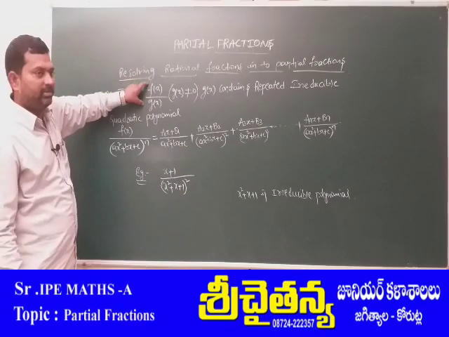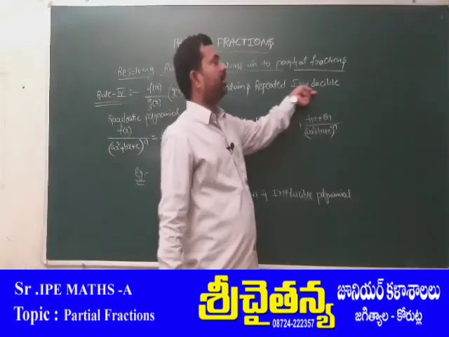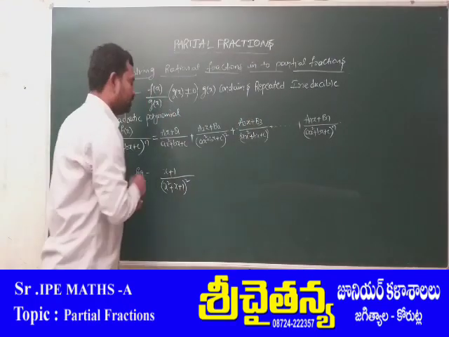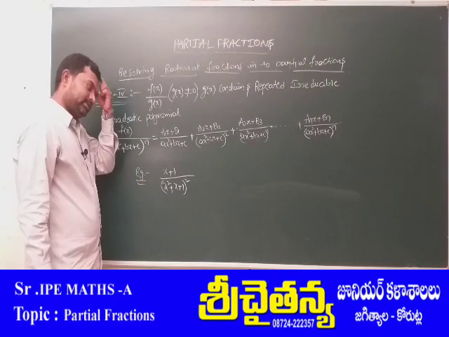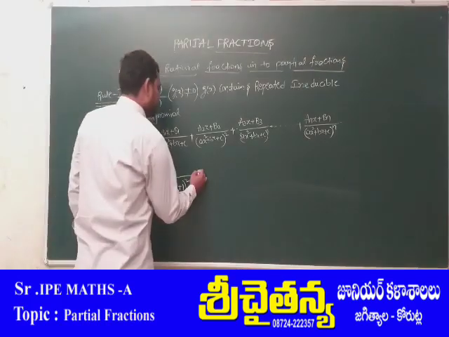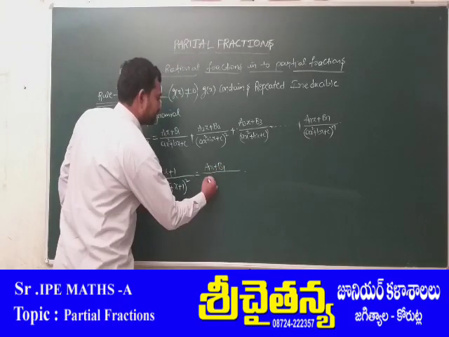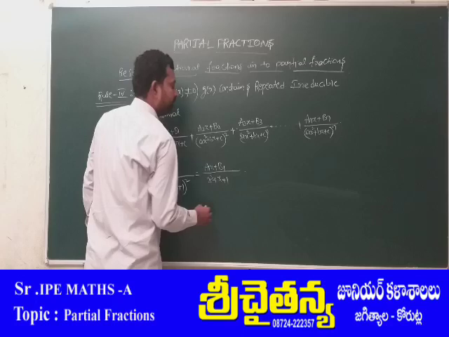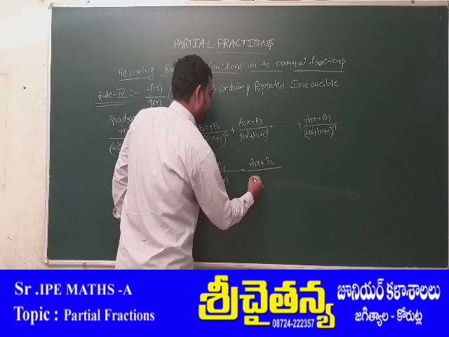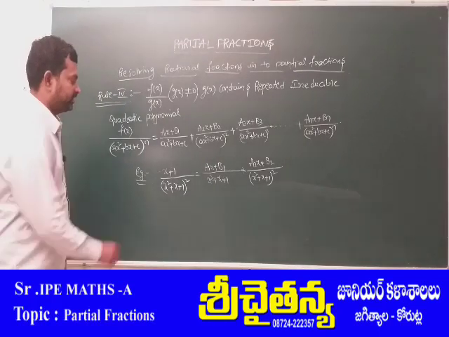First of all, f of x by g of x is a rational proper fraction. In that, the denominator contains a repeated irreducible quadratic polynomial. So this is an example here. How to write this? This is x plus 1 by x square plus x plus 1 whole square. The denominator contains a repeated quadratic polynomial. We should write a1x plus b1 by x square plus x plus 1 the first time. Next we write a2x plus b2 by x square plus x plus 1 whole square. This is the way of expressing. This is the first example.